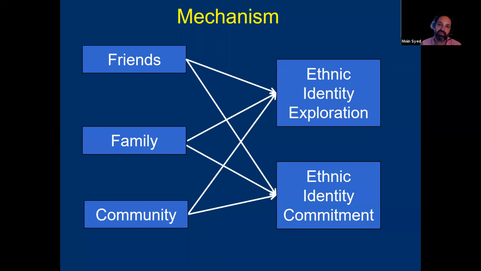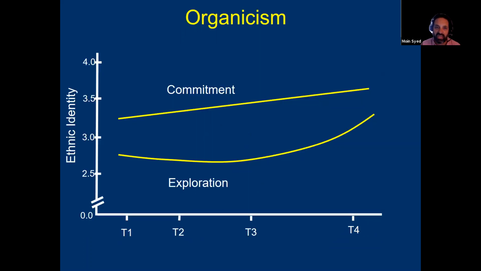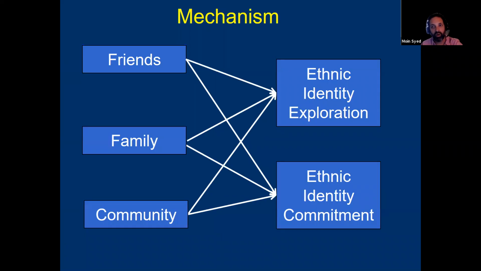A mechanistic view would focus on maybe ethnic identity exploration and commitment as outcomes and trying to understand what might lead to those outcomes occurring. So here we could talk about socialization from friends, family, and community as being the inputs that lead to these different levels of ethnic identity. Again, this is more like, here's how this unfolds over time. Here is what predicts those values, right?